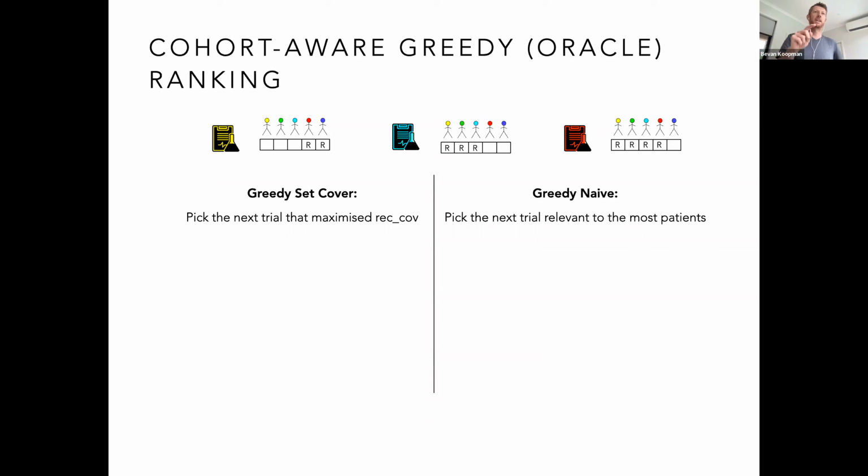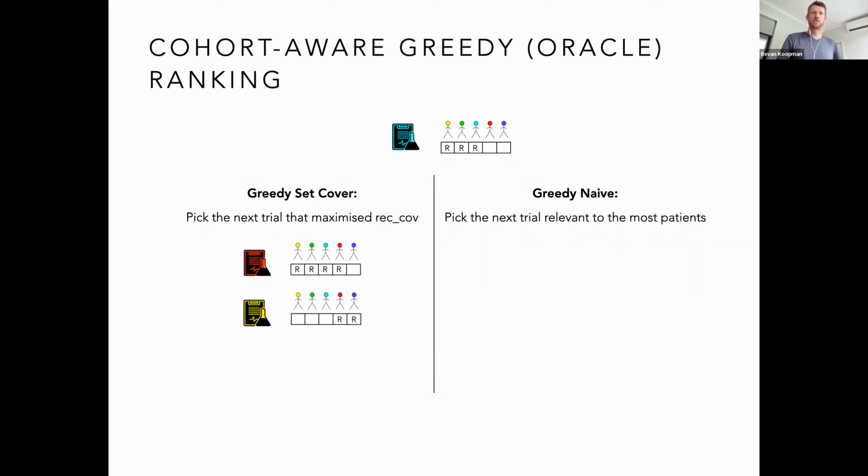Now R here represents whether that trial is relevant to that query. So we're using the QRELs here. And in greedy set cover, essentially you proceed by choosing the trial that maximizes recruitment coverage. So we choose the red trial, it's relevant to 4. Then we choose the yellow trial because it covers that blue patient who wasn't seen before. And then this trial isn't actually even needed because we've already reached full coverage with the first 2.